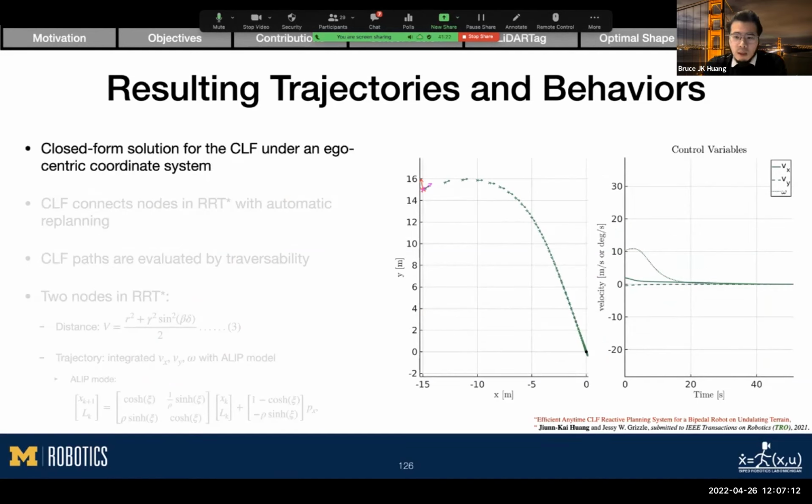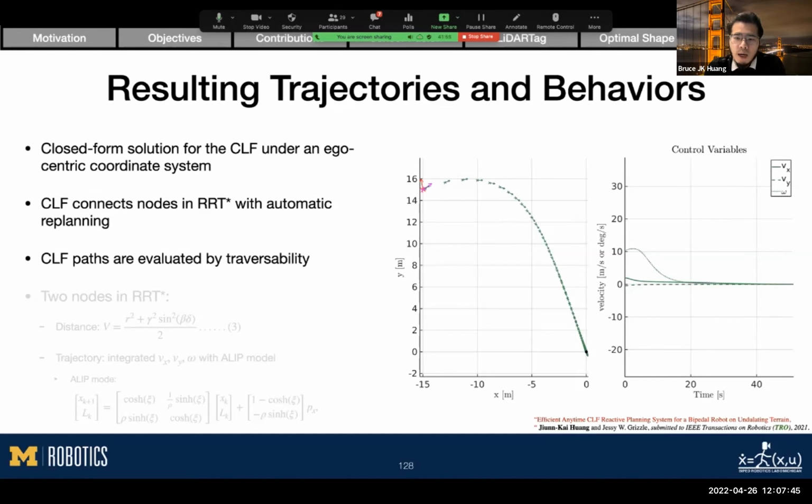We derived an analytical solution for the CLF so that the whole system can run in real time. Paths are just integrating the differential equation defined by the CLF. In other words, I'm defining a differential equation between 2 nodes in our RRT star. Again, you can imagine that there is a vector field that terminates at the goal. If the robot deviates, the vector field will automatically create a new path and steer the robot back to the goal at no cost.